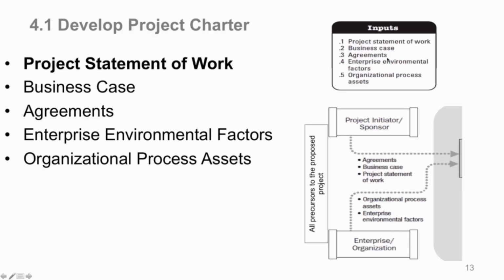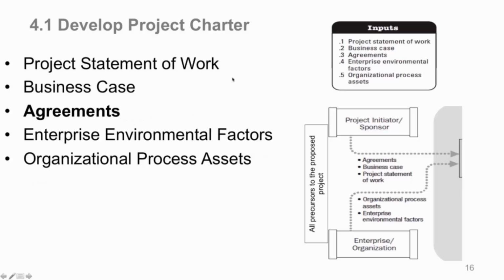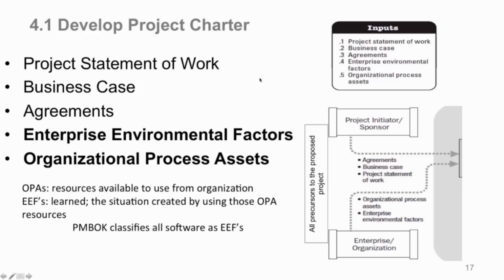Here's your input list. We know we need a project statement of work, high level. We need a business case, okay? And these are from your initially competing projects that senior management, through some process they have, selects the ones they want to actually support and fund. Okay, that's your business case, what it helps them decide. Agreements, again, could be existing orders that you may take advantage of during your project. Your environmental factors and organizational process assets.